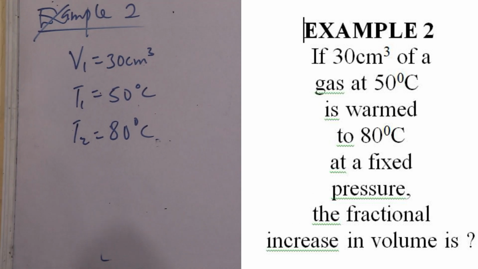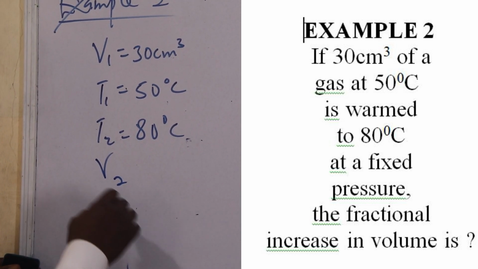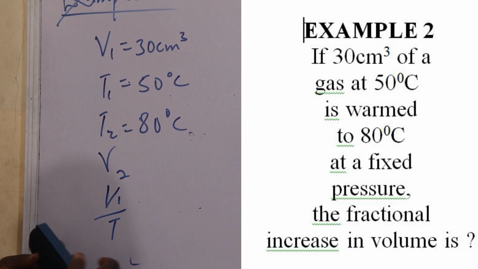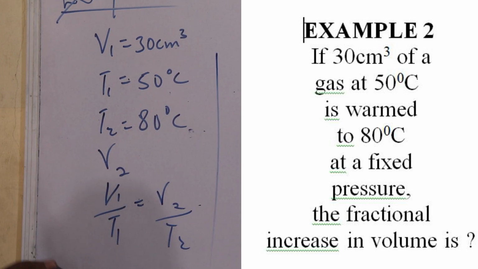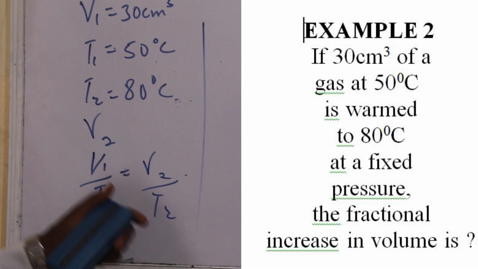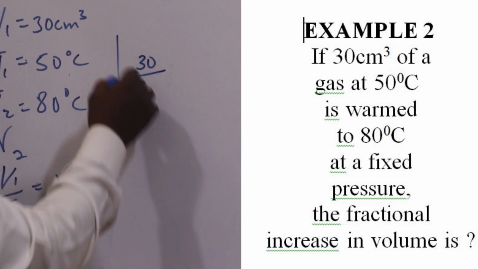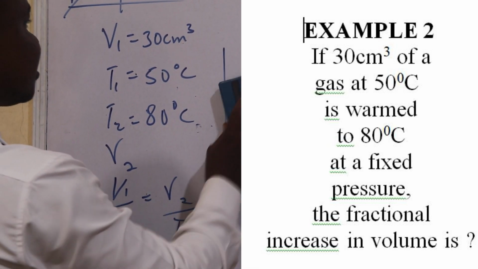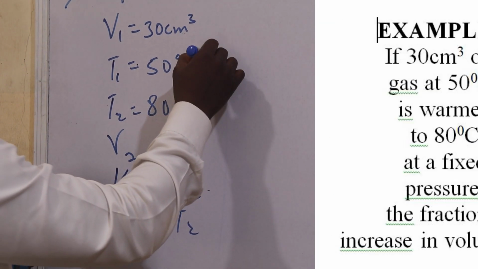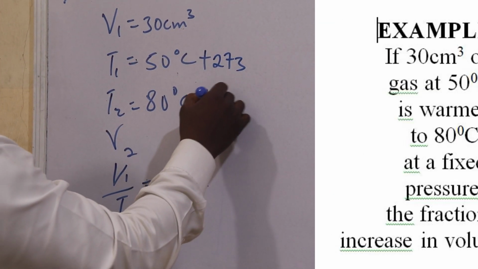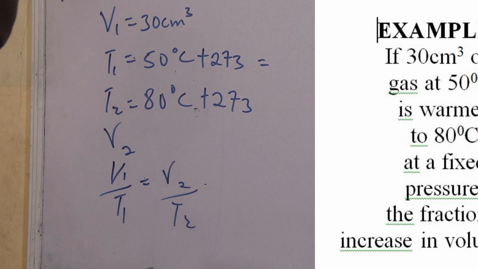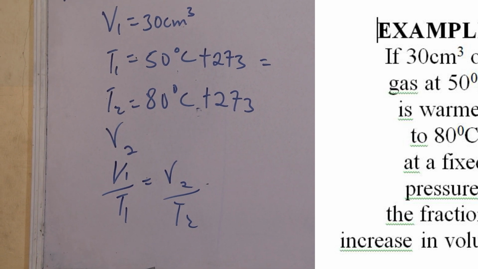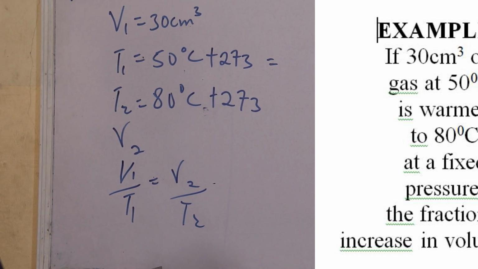Quickly, let's look at what we have. We are still looking at V2. Using our formula, V1 over T1 equals V2 over T2. Now, let's substitute our values. Now we have 30 over... Oh, we need to convert. Before we substitute, let's make our conversion. Remember, plus 273. When you do that, what do we have? Quickly, students, let's do that. 273 plus 50. What do we have?